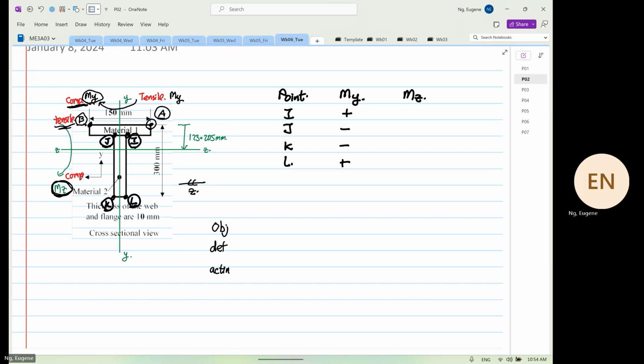And we look at moment about Z, right? A moment about Z at point I is going to be tensile. At point J is also going to be tensile. And at point K is going to be compression. And at point L is going to be compression. And if we look at the axial load, they are all going to be what? Tensile.